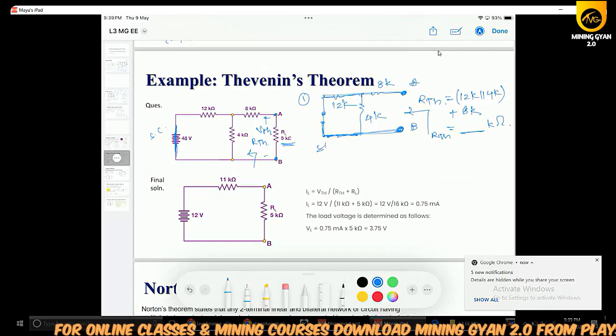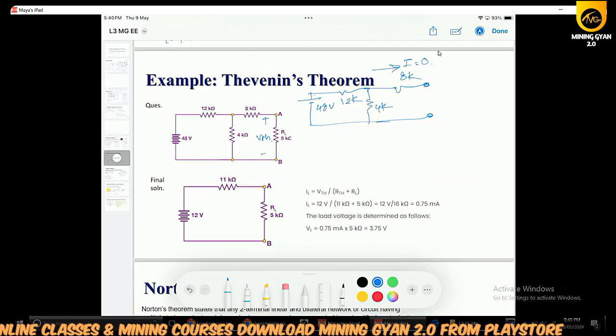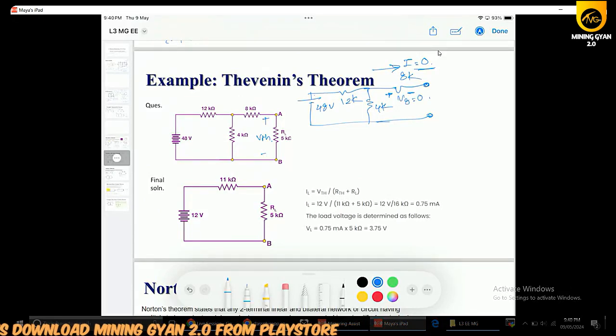Then in step number 2, your circuit will be like this, as you want to calculate the Thevenin's voltage across these two terminals. Then you have to consider your independent voltage source. You have to consider the whole network till that point, 4K and 8K. You can see that there is no flow of current, so the current will be zero. The potential drop across this will also be zero. V8 will be zero.